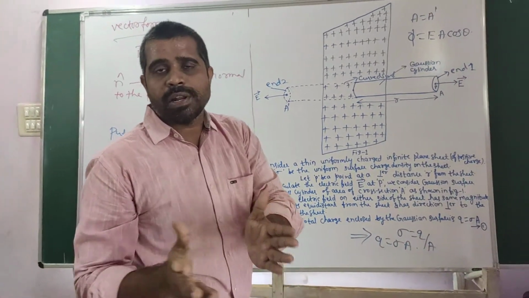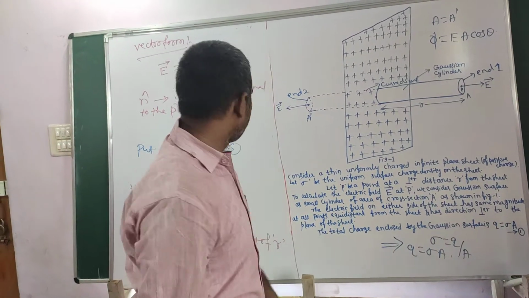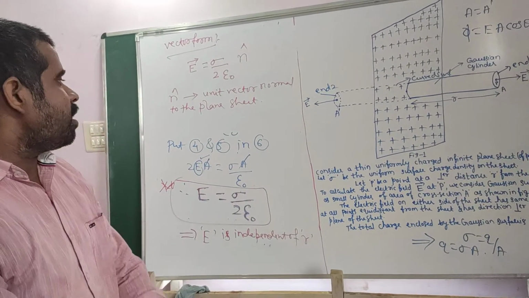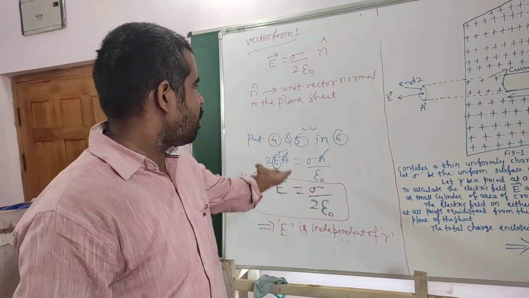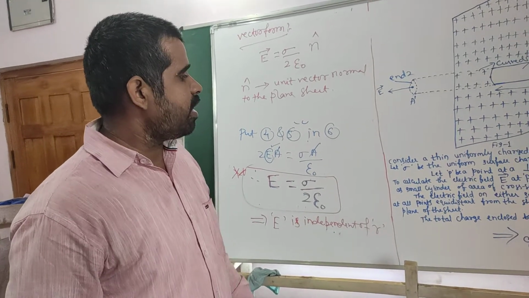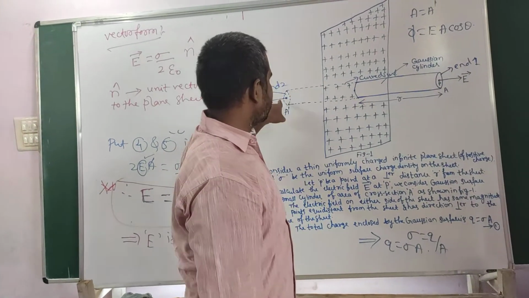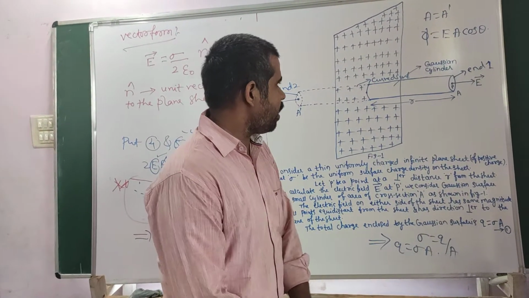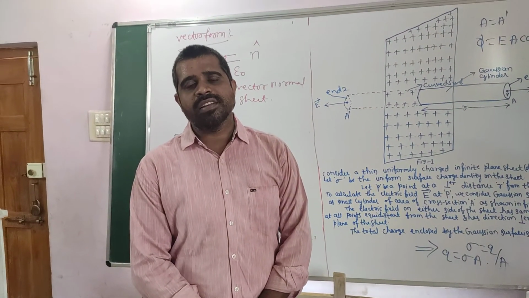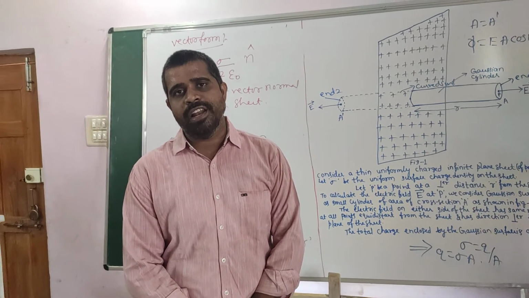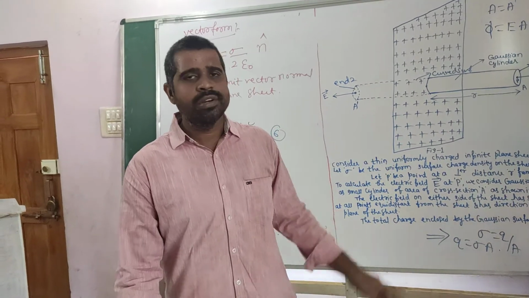Phi 1 plus phi 2 plus phi curved surface, and total electric flux is phi equal to 2EA, and sigma is equal to Q by A, or Q is equal to sigma A, and substitute this value, you will get the result. Okay, and here whatever area is A, here is also same. A is equal to A dash. So this is all about the second application of Gauss law to determine the electric field due to an infinite plane sheet. You revise it. Okay, thank you.